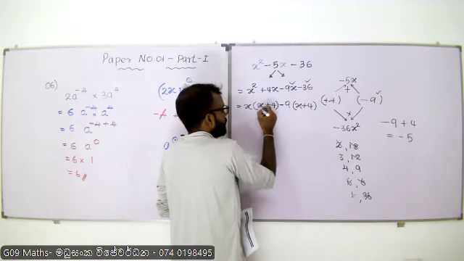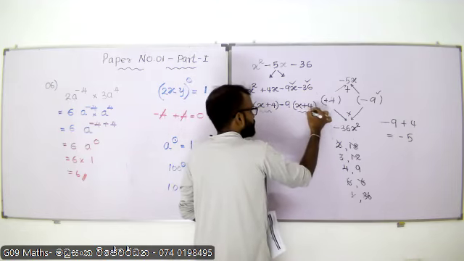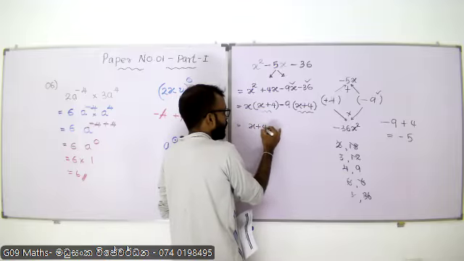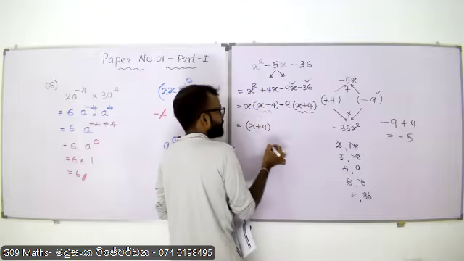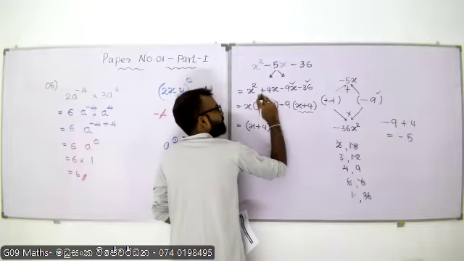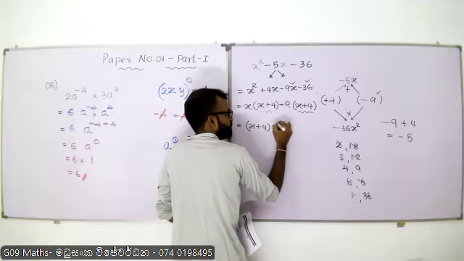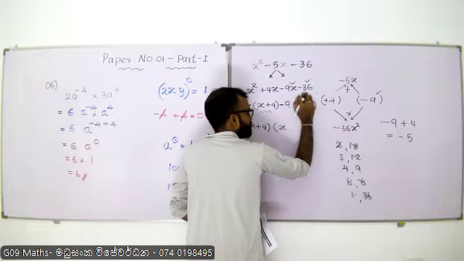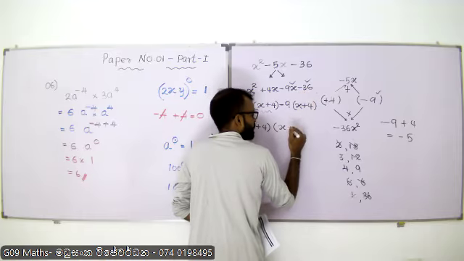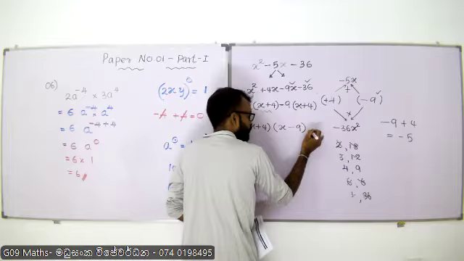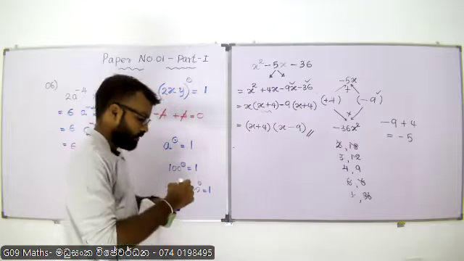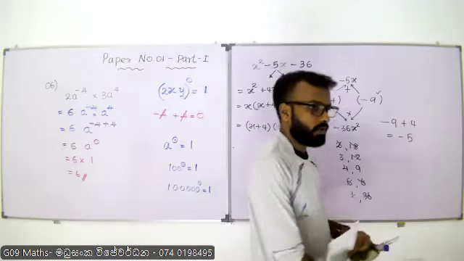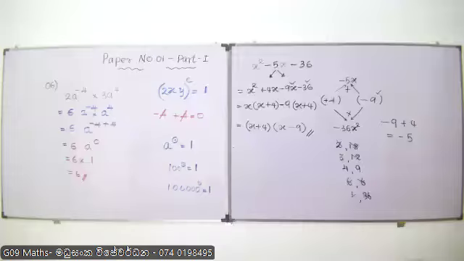Then x plus 4 is common, so take it out from the bracket. If you cover x plus 4, what is the rest? x. Open bracket, x. Here, you cover x plus 4. What is the rest? Minus 9. So definitely this should be the answer. Okay, great. That's how you are going to do that.